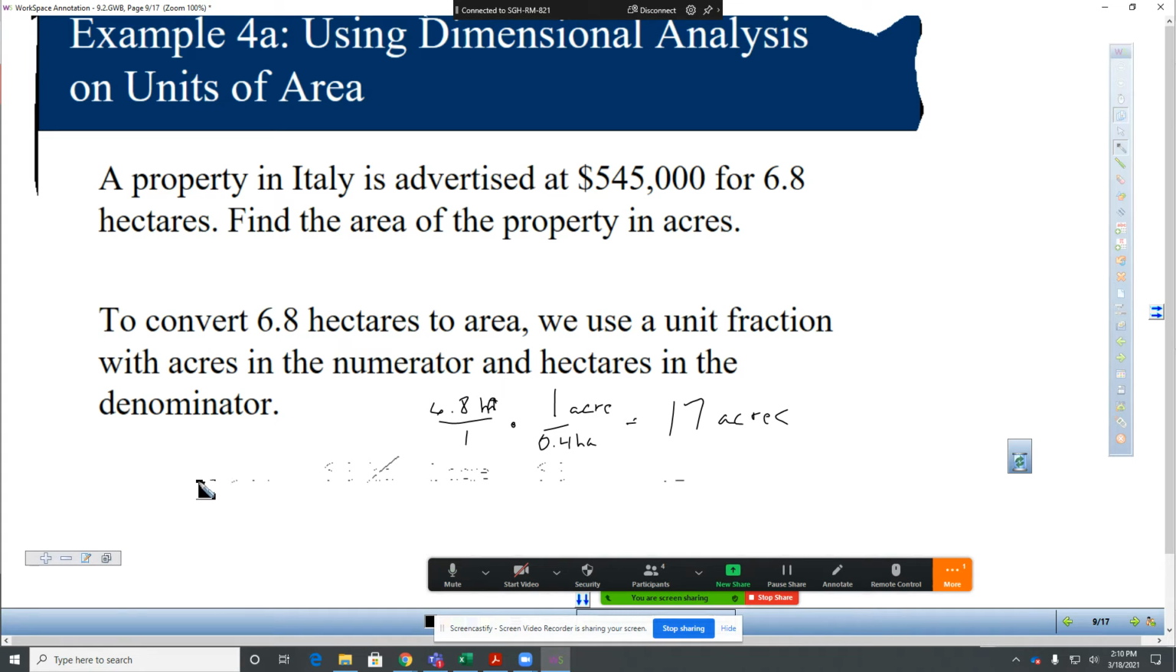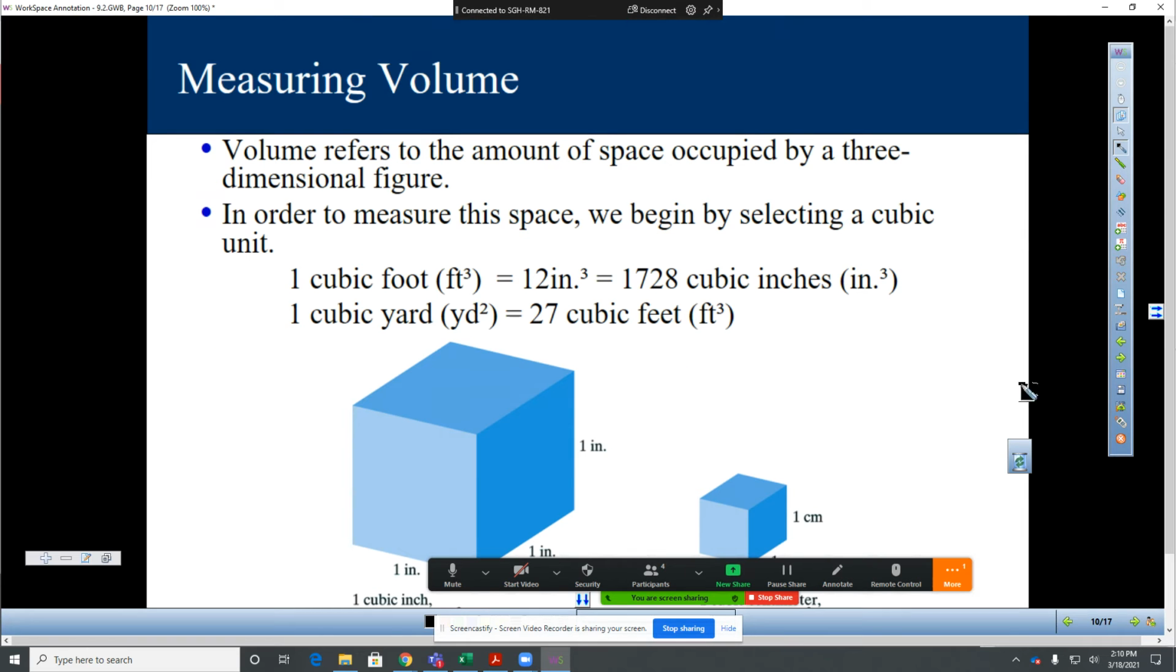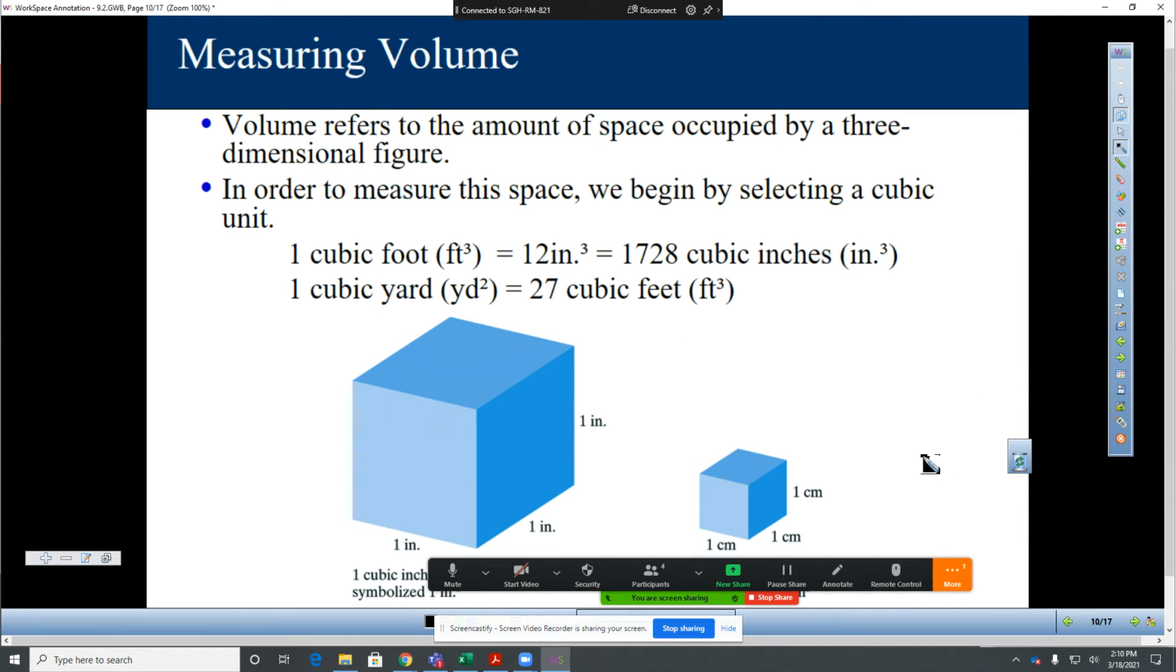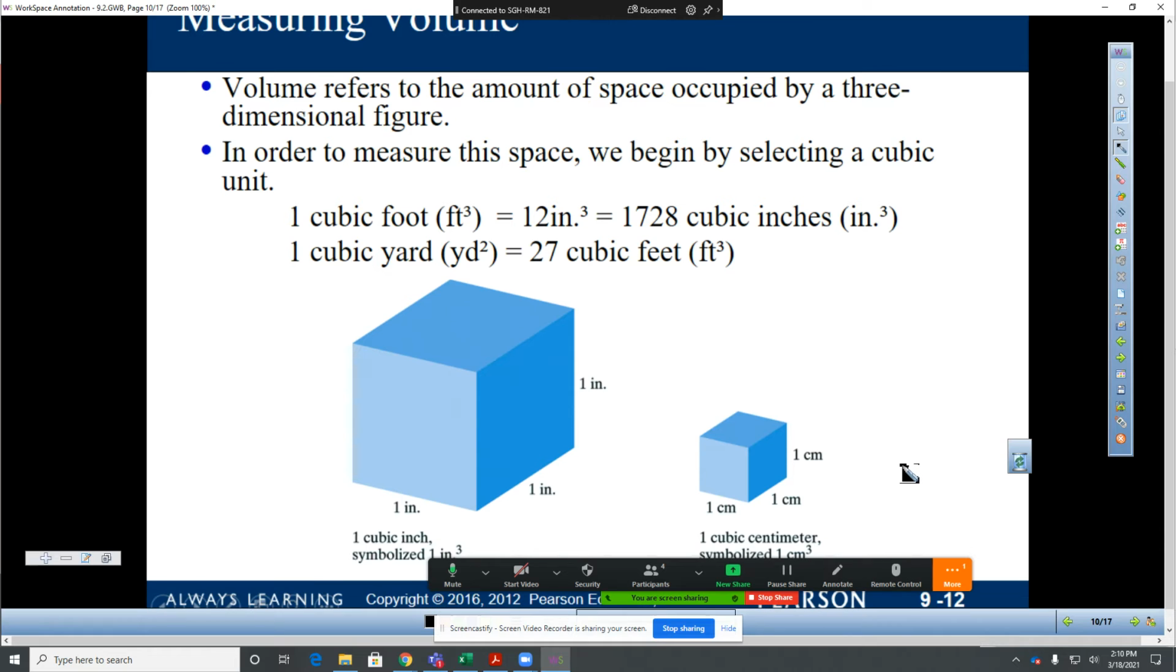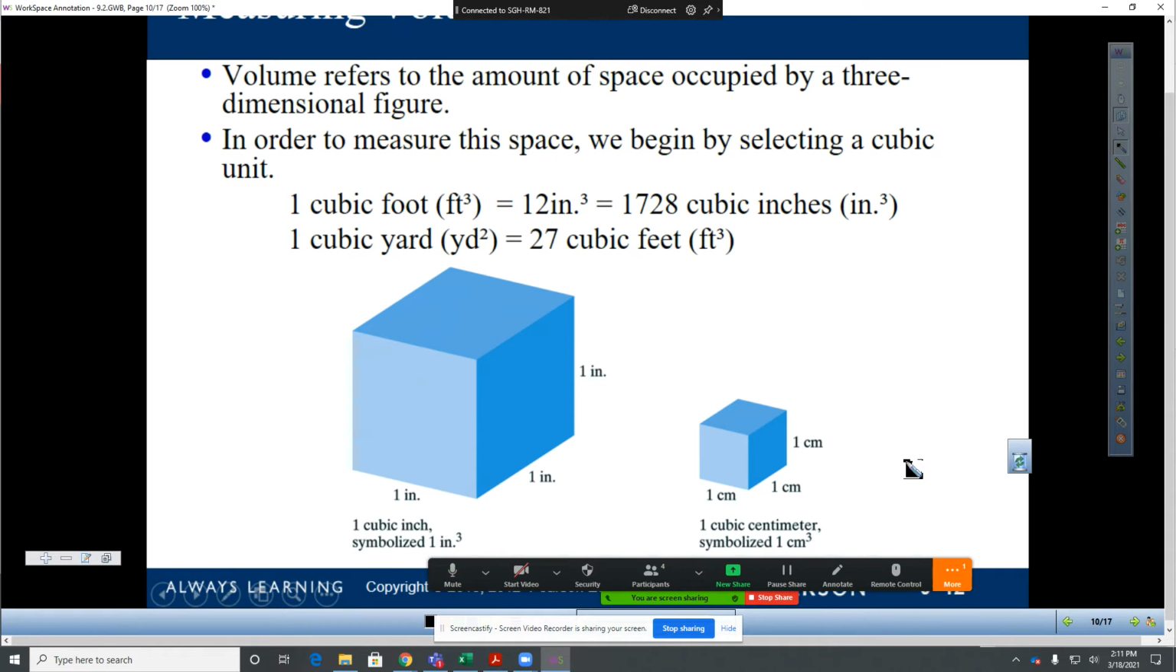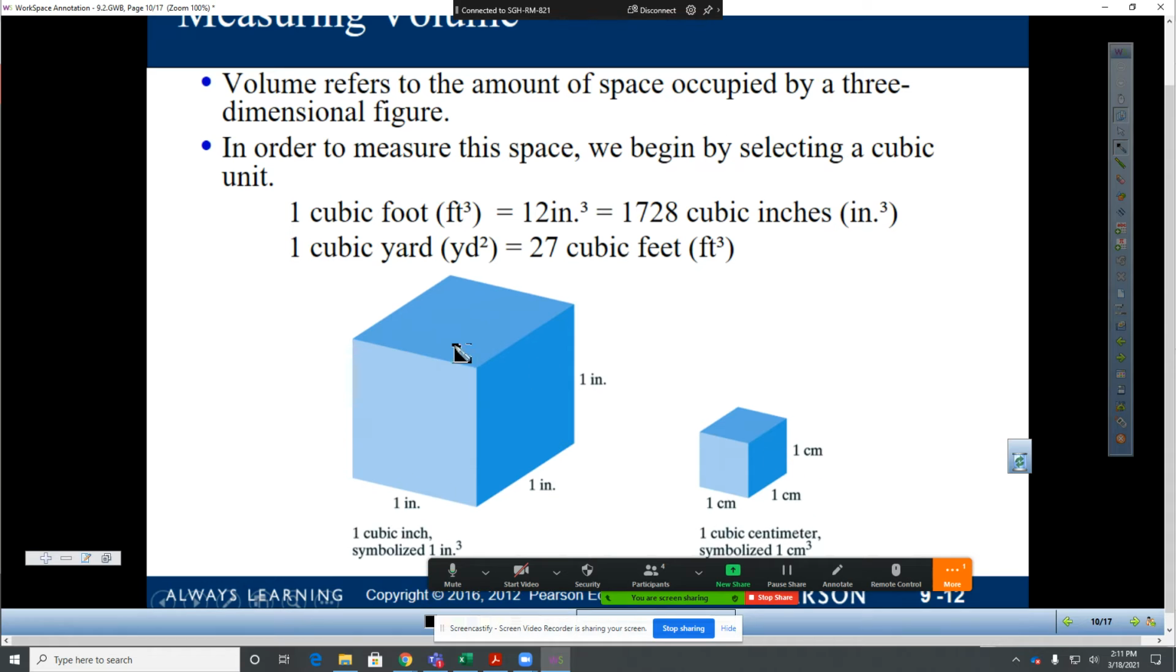All right. Easy enough. All right. Volume. Volume is like how much will go into a 3D object. And this is just going to explain to you how they come up with some things.